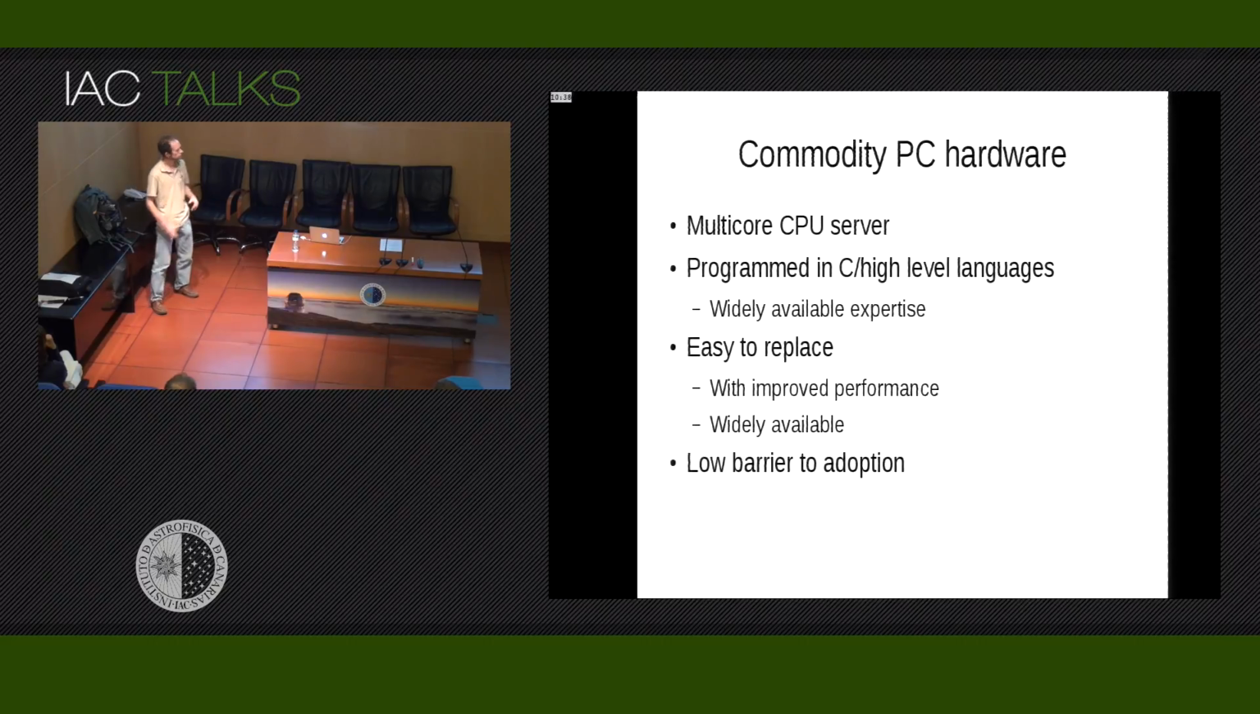They're easy to replace. If your computer dies, you can just buy a new computer, usually with improved performance because the CPUs get faster all the time. And they're also widely available. There's a low barrier to adoption. You can just go buy one of these very quickly and install your software on it, in theory.